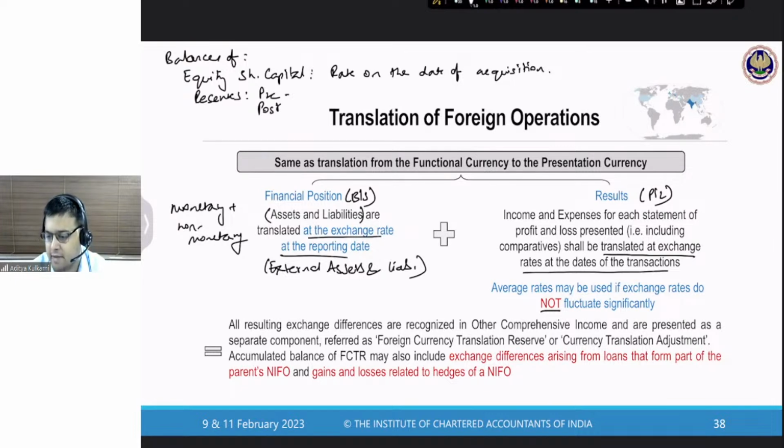Okay. Yes, tell me. Pre-acquisition reserves. You obviously purchase that reserves. You remember we used to do cost of control account, where we used to compare the investment with the equity share capital and pre-acquisition reserves to determine the goodwill or capital reserve arising on the acquisition. So if you are buying the reserve, that means you will apply which rate? The rate on the date of acquisition. Sir, equity jaise? हाँ, बिल्कुल. The same like equity share capital.